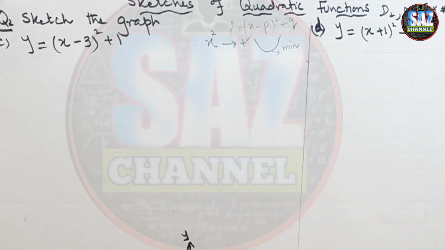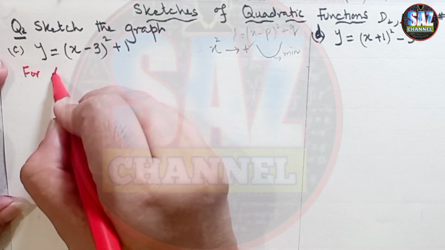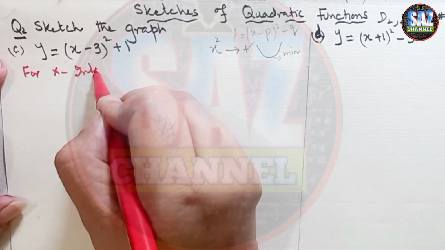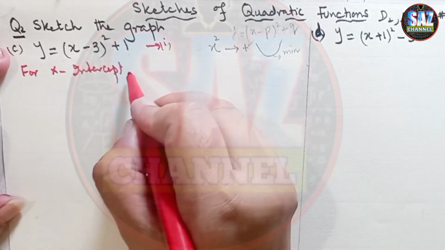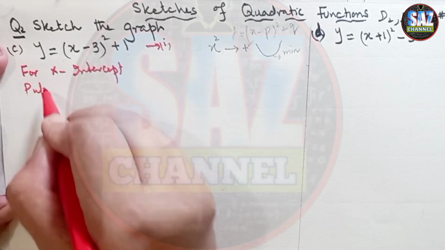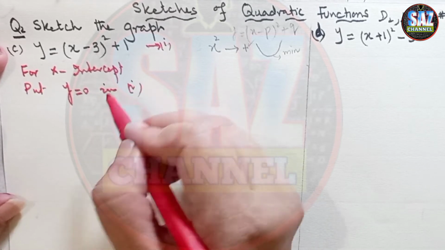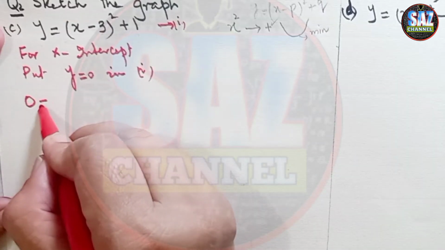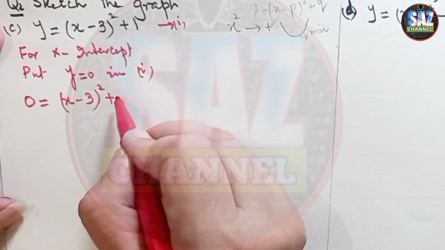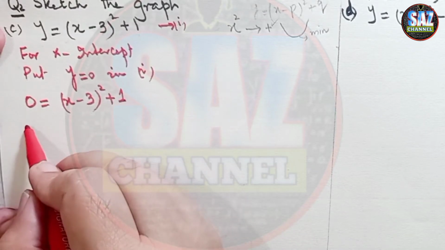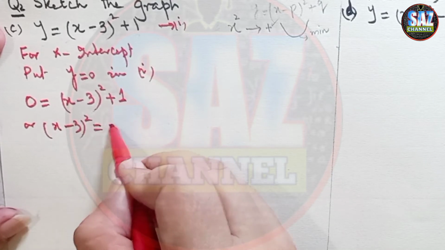Now we have to go for finding of x and y intercept. For x-intercept, what we have to do, we have to put y equals to 0 in the given equation, or in equation 1. When I'm making my y equals to 0, the given equation takes the form (x minus 3) whole square plus 1 equals to 0, or (x minus 3) whole square equals to minus 1.